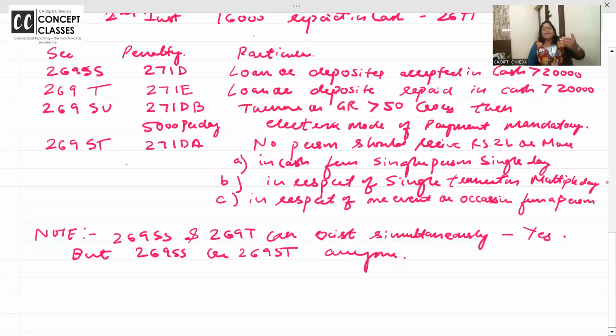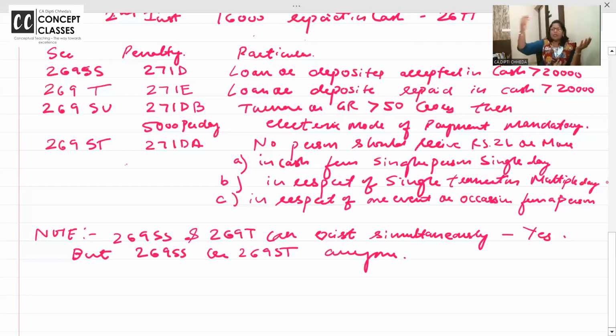269ST क्या है? Above 2 lakh, you should not do any transaction in cash. Suppose you take loan 3 lakh in cash. You're already caught up in 269SS. Just because the transaction is exceeding 2 lakh, can we charge 269ST also? No. So both will not come. I hope you are getting.